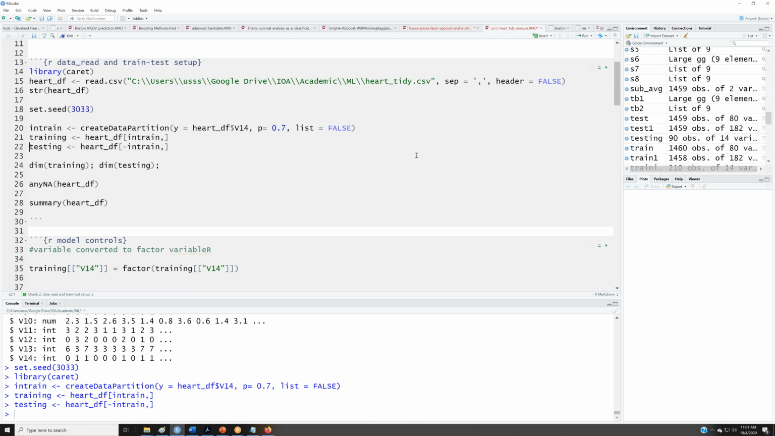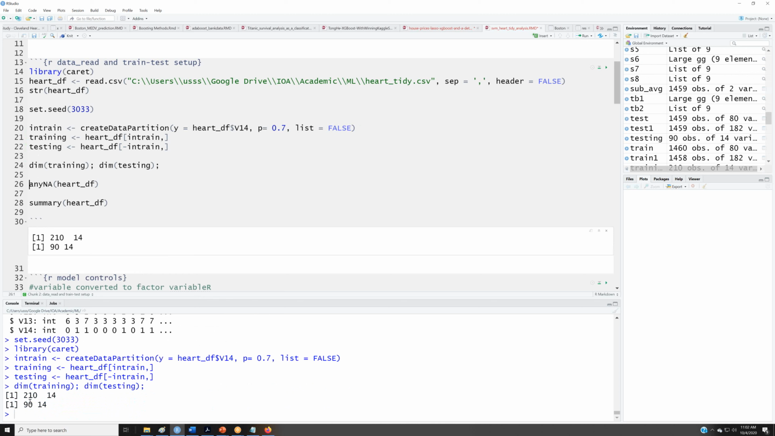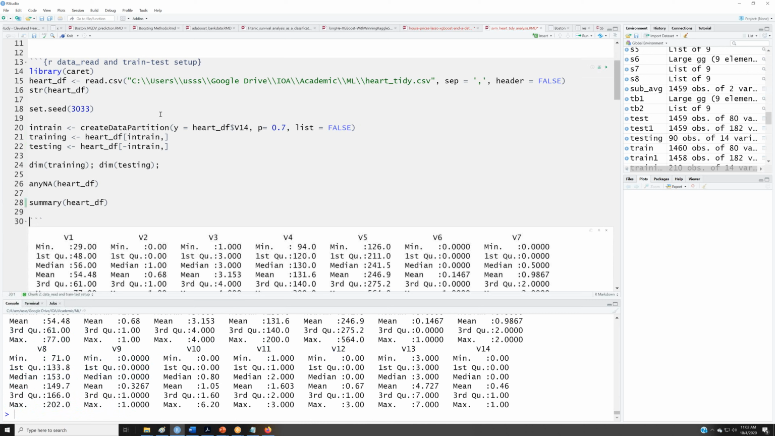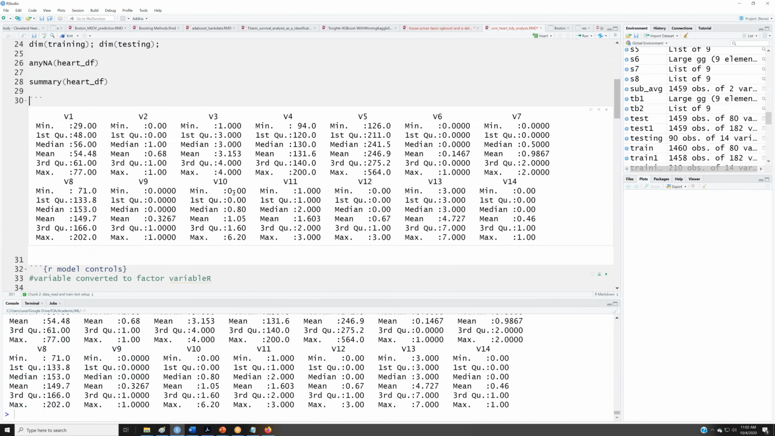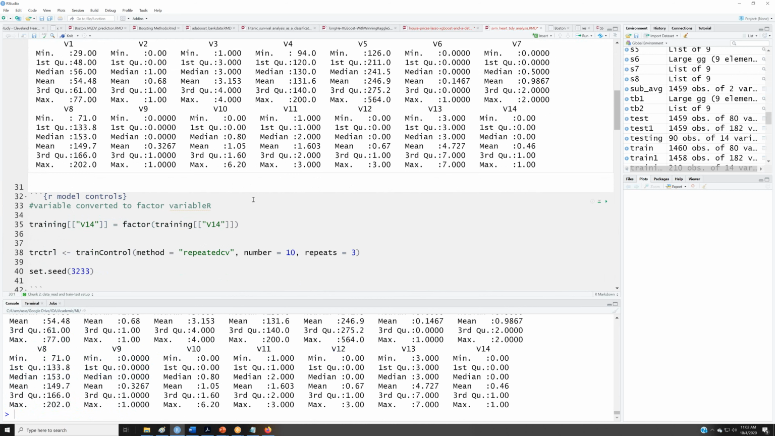Okay. So now I'm going to check the dimensions. It will tell me how many rows and columns are there for each. So it says here at the bottom, 210 rows went into training, 90 rows went into testing. Summary, let's do a little bit of summary quickly. And this is what is happening for each of the variables. It's all very straightforward stuff, right?